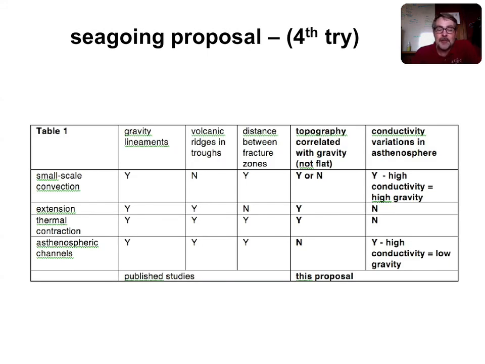These are just the kind of arguments you'd make for this kind of proposal if you're trying to distinguish between these four models that I put up there first. You would say, well, what are the predictions of the model, and then test whether or not the predictions match the observations. I've already sort of ruled out the extension model and the small scale model. This is just a table showing the various model predictions, and I think we're down to two models now, the thermal contraction model and the asthenospheric channel model, and we'd like to go out to sea and test these models with a seagoing experiment. But this is typical of what people do in ocean science research: write proposals and try to test hypotheses. The next slide.